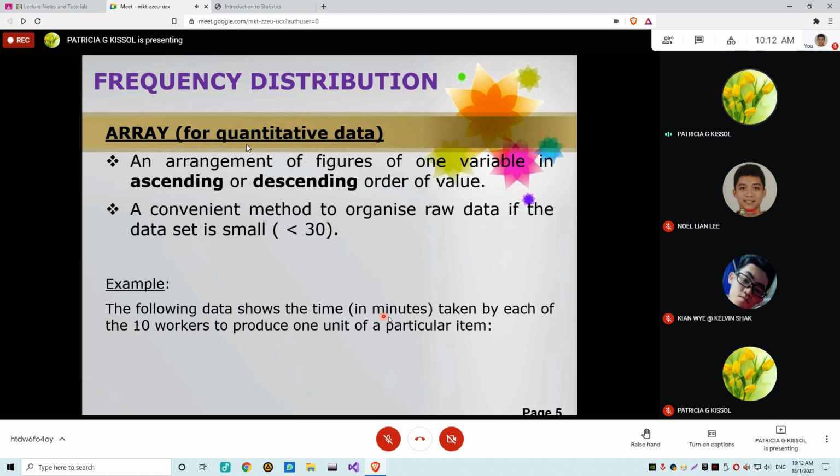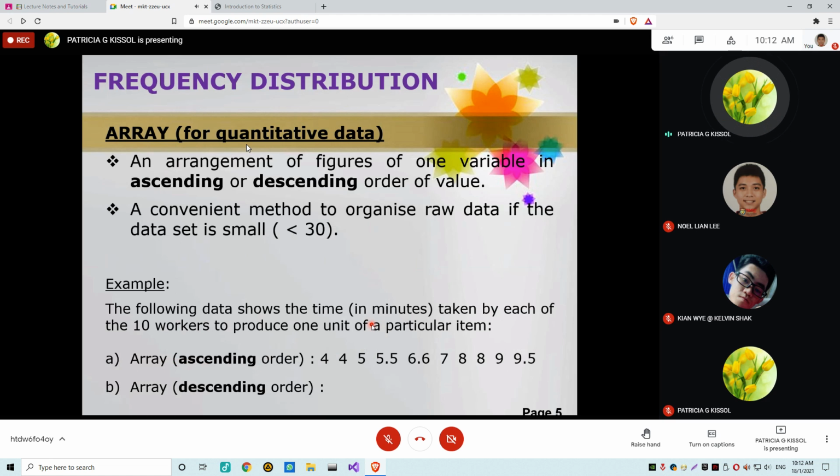It shows the time in minutes for each of the workers to produce 1 unit of the item. Yeah, so what you can see here, I have an array in ascending order. That means from the smallest, 4, to the biggest value. 4 minutes is the shortest time taken, and 9.5 minutes is the longest time taken. So this is an array in ascending order, or you could also have an array in descending order. That means from the biggest to the smallest.